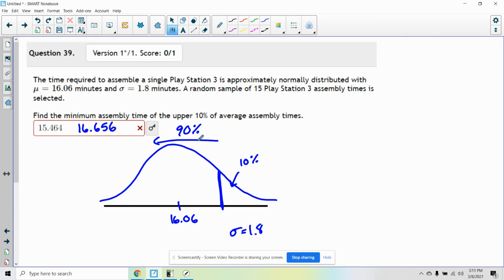If you see this word sample, always make sure the sigma of your sample is equal to sigma of the population over the square root of n. That's the most important thing to remember.